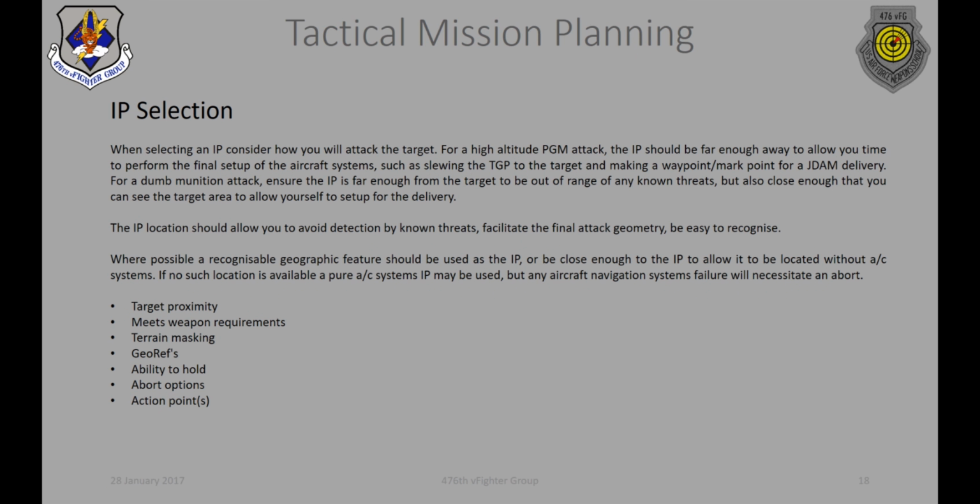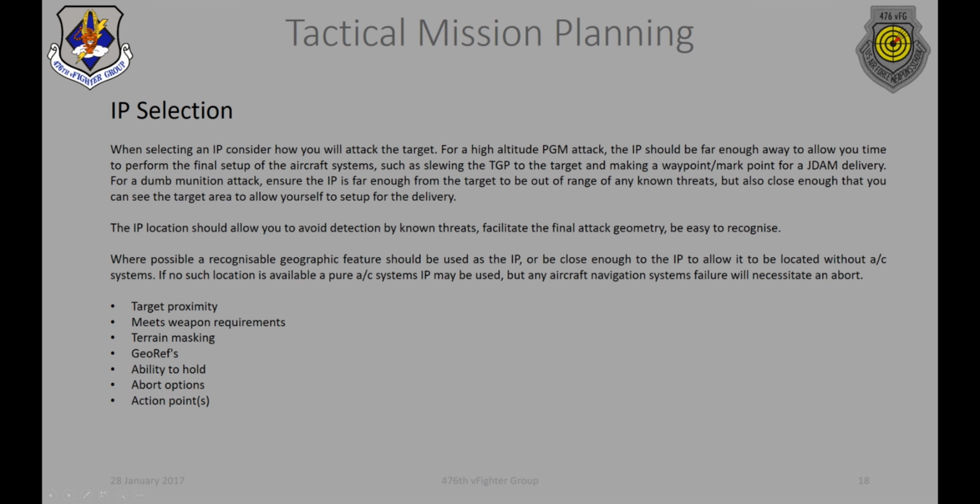Obviously, the other few points: terrain masking, if applicable. Try and choose your IP such that it's masked from the target, so that you can approach the IP unseen, and then from the IP to the target, you're in, you're gone, you're doing your job, and you're out as quick as possible. Ability to hold. Are you going to be in a position where, for example, one's going to run in and then two's going to have to hold for an orbit at the IP? If that's the case, make sure it's in terrain where that is possible. There's no point having the IP in a valley and then asking two to do a racetrack orbit. It's not going to work.